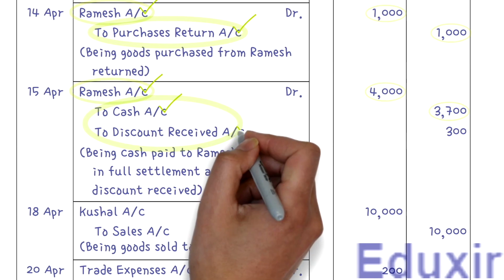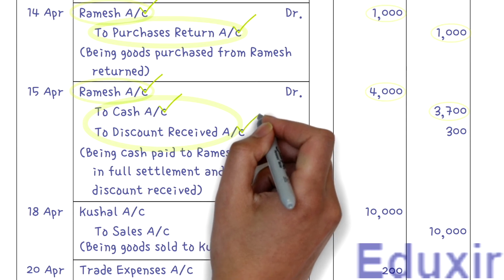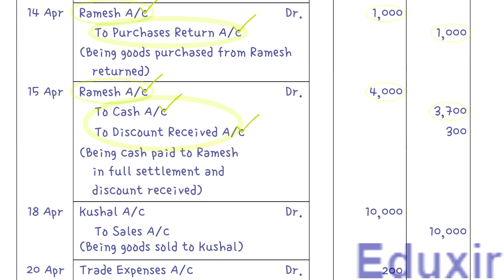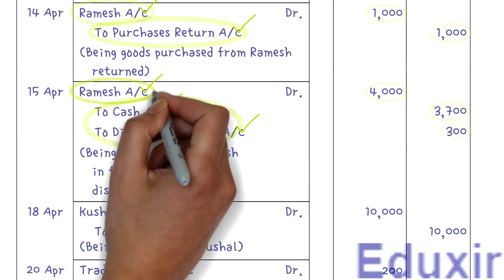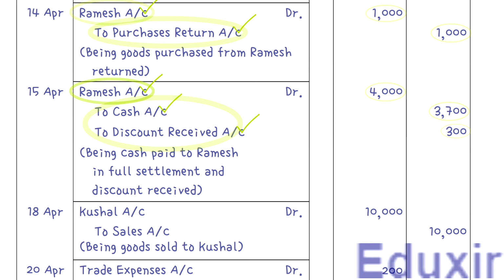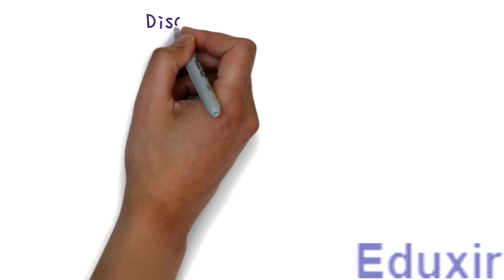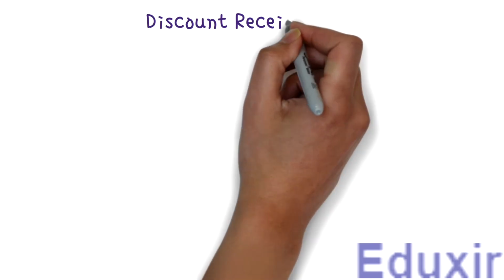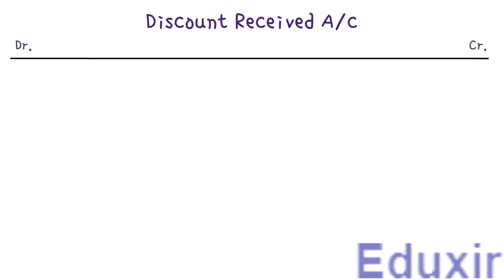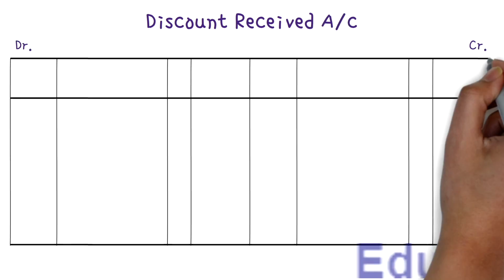As the name suggests, it needs to be posted on the credit side of discount received account and the credit amount is 300 rupees. Note that the details that need to be posted into the particulars column is Ramesh account. For posting this entry, we need to create a ledger account for discount received account as it is not yet created. Let's first write the title as discount received account. Let's then have the ledger account format with all the headers.